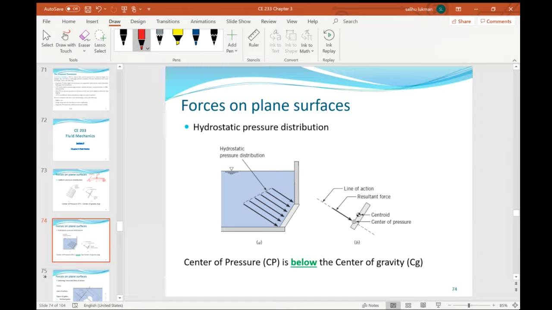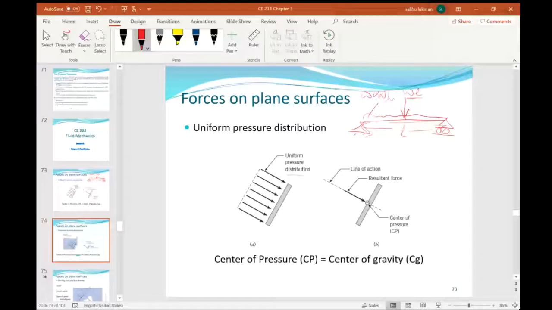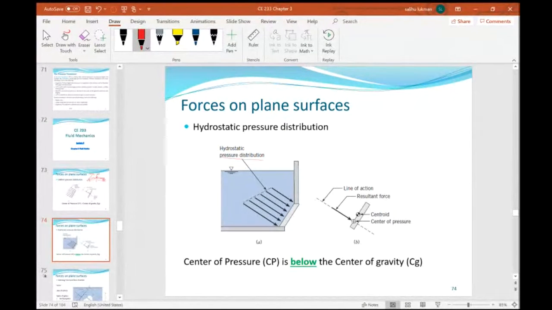So, forces acting on plane surfaces. We have hydrostatic pressure distribution. Imagine you have a tank which is inclined. The hydrostatic pressure distribution acting here is non-uniform, or uniformly varying, unlike the previous uniform case. So it will not act at the center, because of the pressure distribution. It's higher at the deeper part, where you have more pressure. So definitely, compared with the center of mass, the center of pressure will be displaced, because that is where the resultant force will be acting.